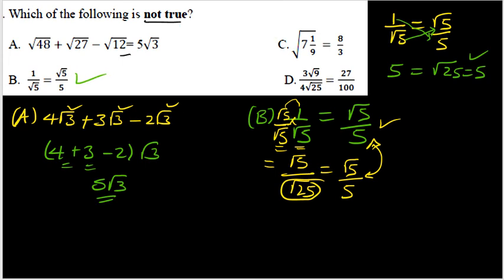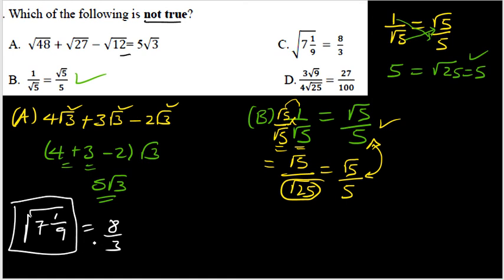When you go to choice C, what does it say? Square root of 7 and 1 over 9 is equal to 8 over 3. So what to do? Let us try to simplify the number found in the radical, and let us see whether it gives us the right side or not. First of all, 7 and 1 over 9 means first multiply 7 times 9 and then add the numerator. That's the rule for changing a mixed fraction into an improper one. 7 multiplied by 9 will be 63, plus 1 will be 64. The denominator will not be changed.